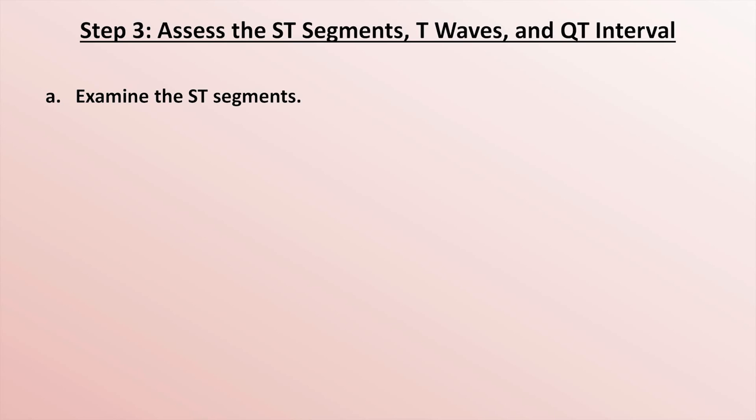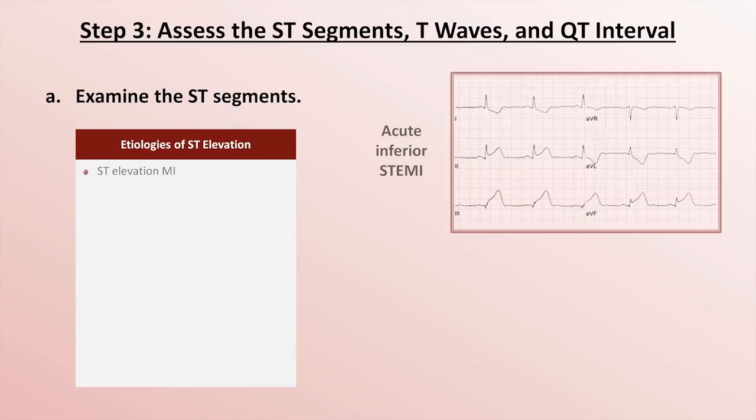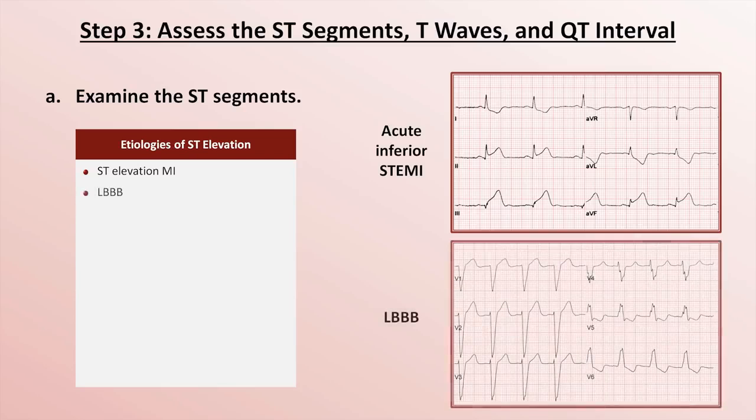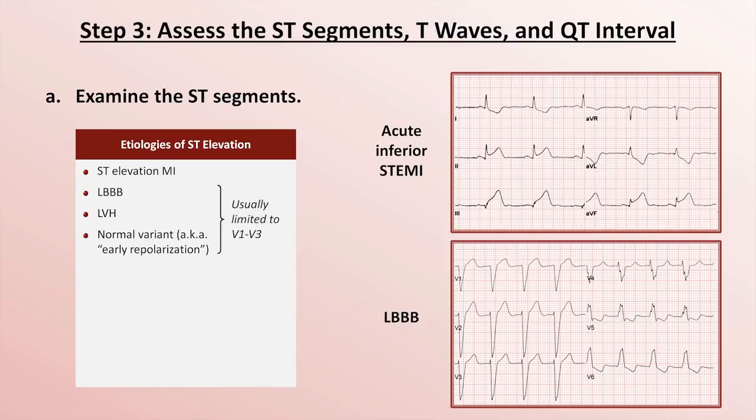By far the most well-known etiology of ST elevation is an ST elevation MI. However, there are many more, most notable of which are left bundle branch block, left ventricular hypertrophy, and a normal variant frequently called early repolarization. The elevations seen with these three are usually limited to leads V1 through V3.